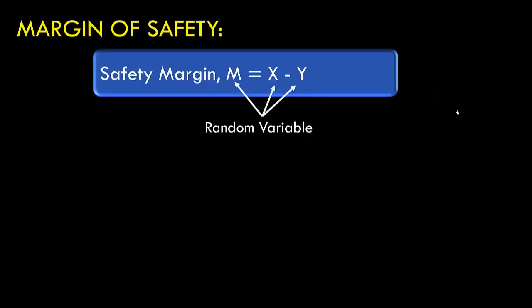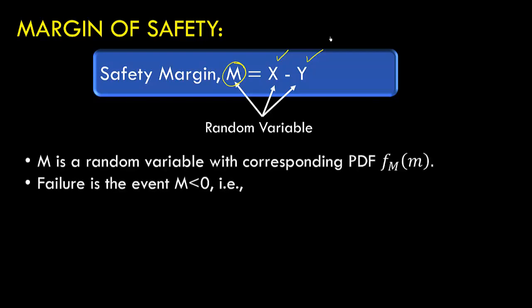So safety margin M is defined as x minus y. X is basically a capacity and y is the demand. Now x is a random variable, y is a random variable, then M, that is safety margin, will also be a random variable. So M is a random variable with corresponding PDF fM. So let's say this is the corresponding PDF for safety margin.